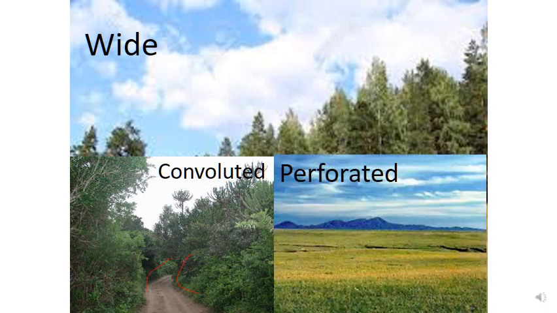Perforated, the border has gaps that host other habitats. So suppose this is the forest and this is the grassland. Here some depression or gap is appearing, so it can host a different type of species.